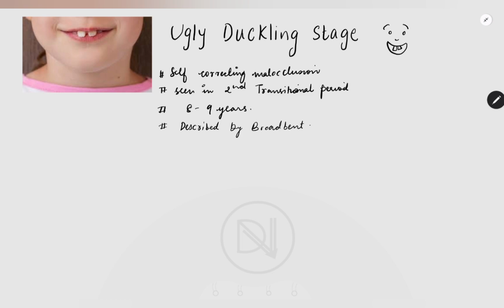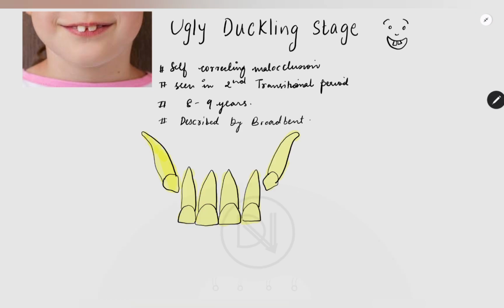So what happens in this condition? In the ugly duckling stage, as soon as the permanent canine erupts, this is your permanent canine, as soon as they start erupting, they start to create forces onto the roots of your lateral incisors. And the roots of the lateral incisors start to get displaced more mesially.